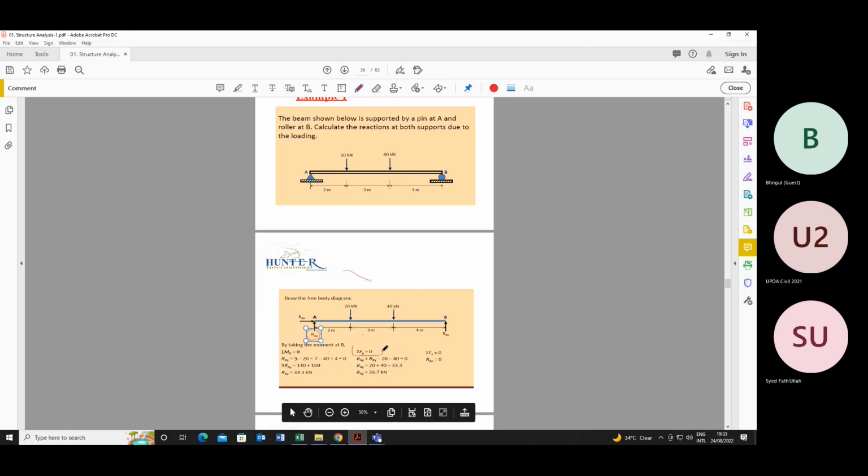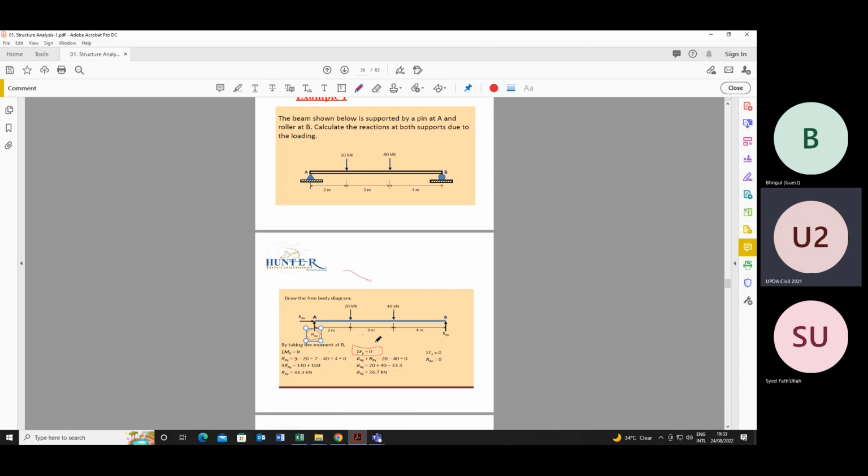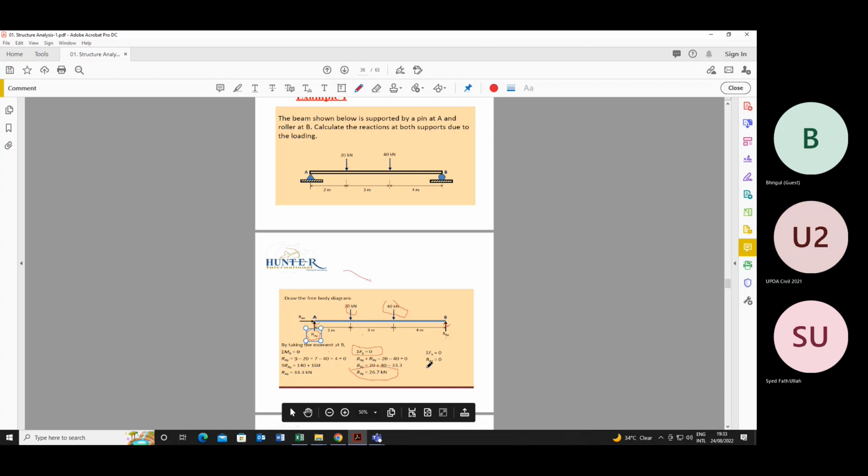If we take summation Fy equal to 0, that is, forces in the y direction equal to 0. What are the forces in the y direction? This one, 2, 3, and this one 4. So RAY plus RBY, both are upward, so we took them as positive, and the 20 kilonewton and 40 kilonewton are in the opposite direction, so we take them as negative: 20 minus 40. If we resolve this equation, we will get RB equal to 26.7. Clear?